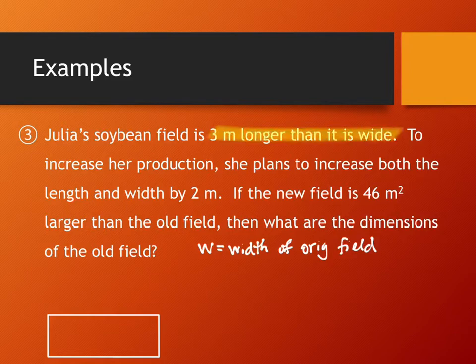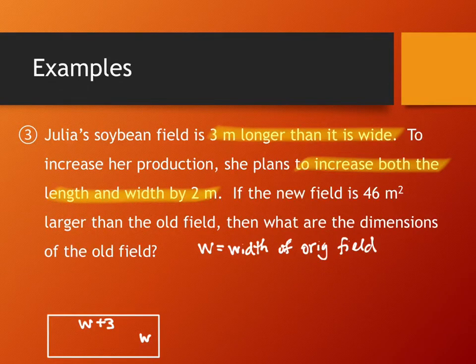So it's 3 meters longer than it is wide. And then we're going to increase both the length and the width by 2. So it's hinging upon this original width. Now, not that you have to draw it this way, but usually we use the length as being the longer of the two sides. That's typical. So I'm going to put my W right here. And then my length says it's supposed to be 3 meters longer, which means it's W plus 3. Is that okay so far?